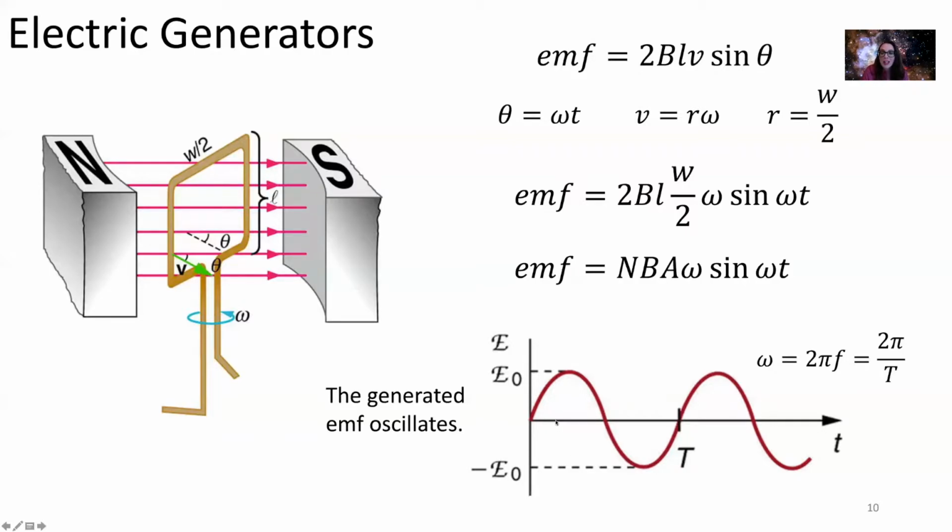Okay, this EMF is going to oscillate. This is a sine function that's going to oscillate and look like this. That's where we get our alternating current, our alternating EMF. It oscillates between maximum values here. And the frequency, well, here's the period at which it oscillates. And our angular speed is equal to 2 times pi times the frequency, and then that's equal to 2 pi over the period of our oscillation.